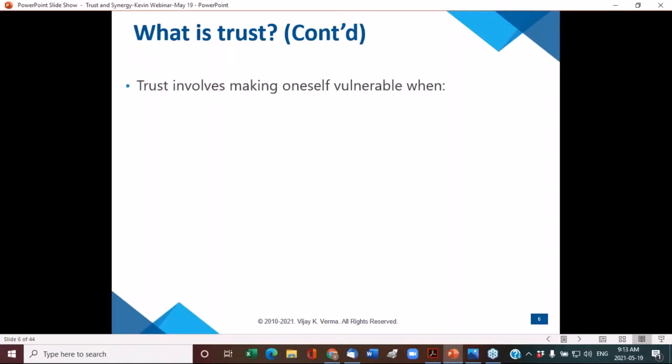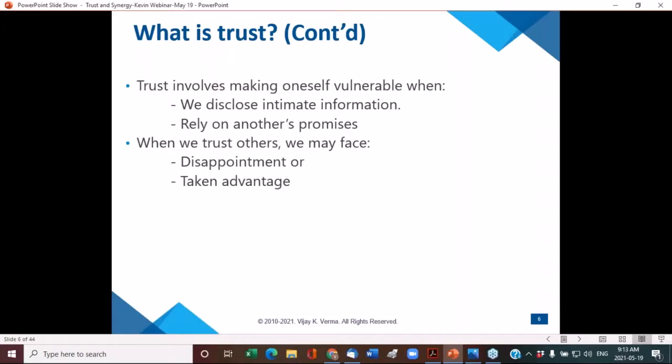So let's talk a little bit more about trust. Trust involves making oneself vulnerable. When you're trusting somebody, you're making yourself vulnerable, especially when you disclose intimate information, that it will not be used against you, and you rely on another's promises, what they're telling you that they will do for you, as well as with the information.